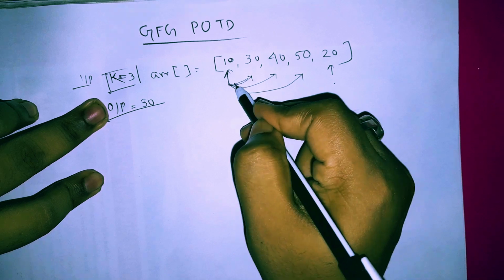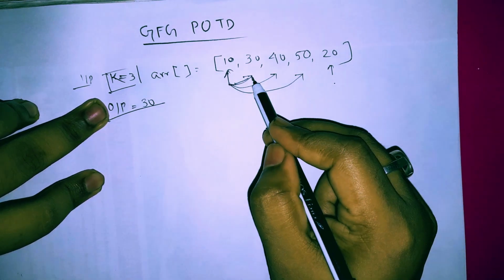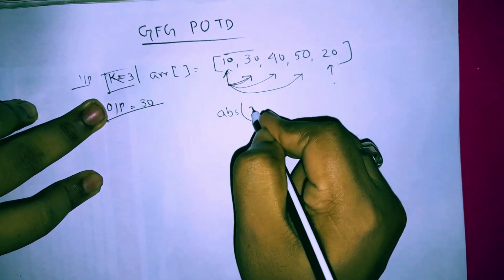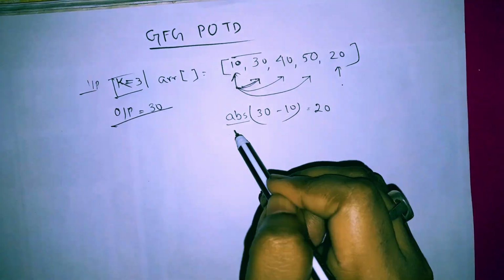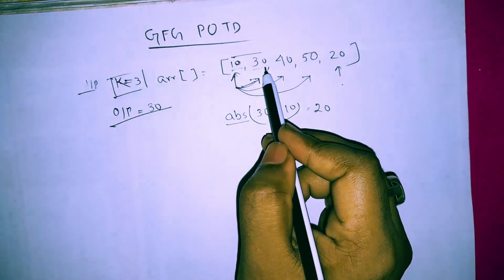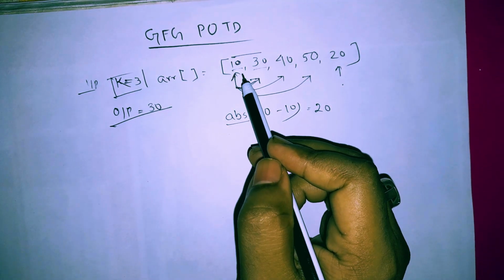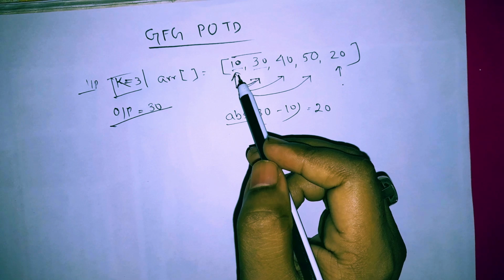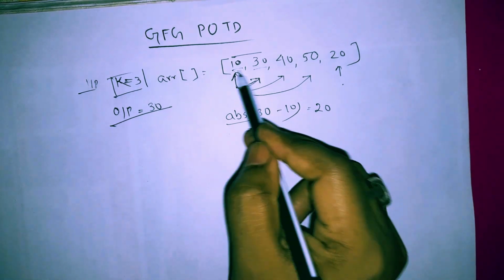And after jumping here, suppose I have jumped 1 step here, till now my cost will be 20. Why? I take the absolute value. Why absolute value? Because this value can be greater or this value can be greater. Okay, I don't know which value is greater. I have to jump from one place to another place, but with the minimum cost. Okay, and my cost till now is 20.